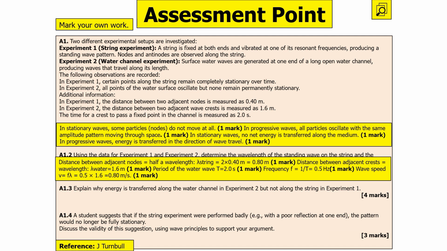The distance between adjacent crests is a wavelength, so the wavelength of the water is 1.6 meters. The period of the water wave is 2 seconds. Frequency is 1 over time period, so it's 0.5 hertz. The wave speed is the frequency times the wavelength, 0.80 meters per second.